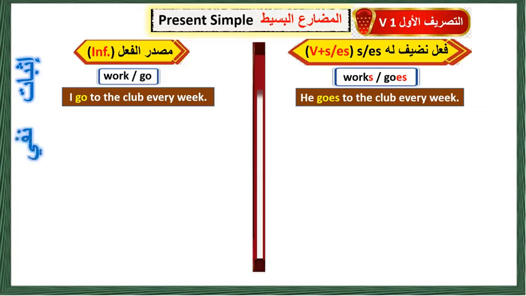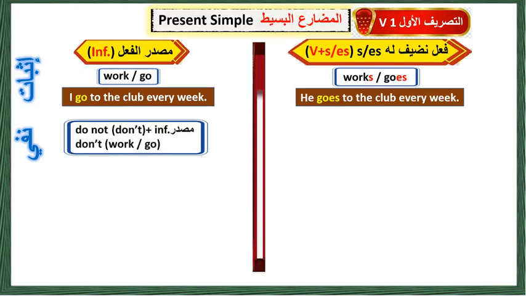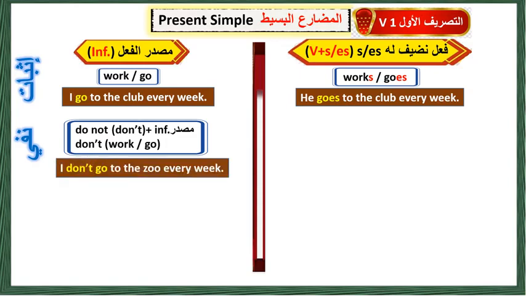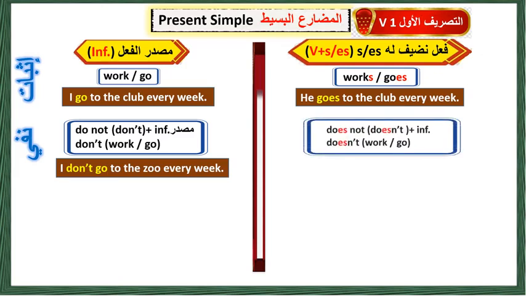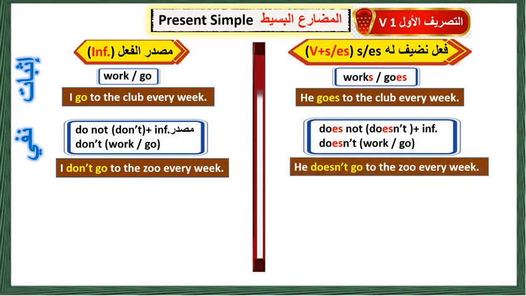Negative form. Do not, don't, plus infinitive. Don't work, don't go. Example. I don't go to the zoo every week. Does not, doesn't, plus infinitive. Doesn't work, doesn't go. Example. He doesn't go to the zoo every week.